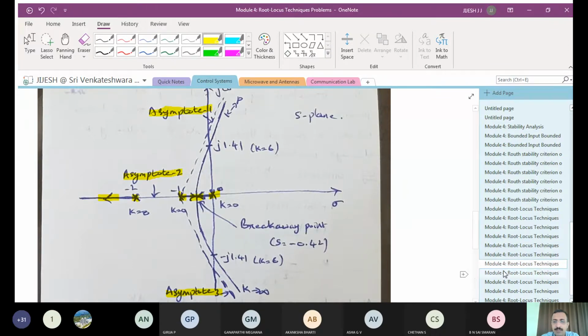Now, what all things have you found then? You have found the breakaway point. Let me plot this breakaway point at minus 0.42. It comes somewhere here, this point. So this is my breakaway point.